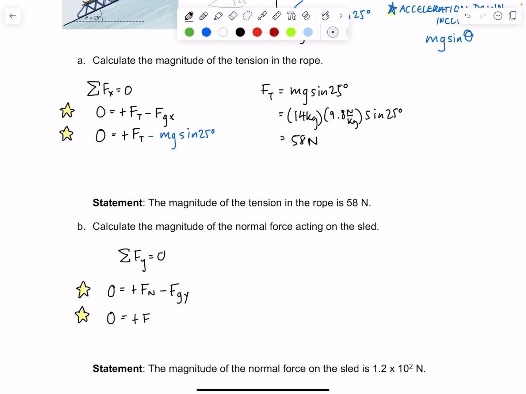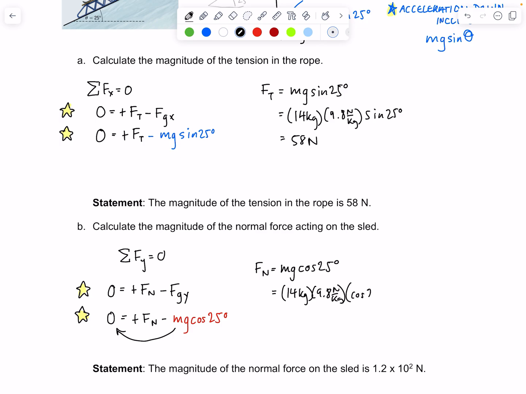For the force of gravity in the y direction, we will write mg cos 25 degrees. If we rearrange this equation, we end up with a normal force is equal to mg cos 25 degrees. We bring this over, remember it becomes positive, and we can calculate the normal force as 14 kilograms times 9.8 newtons per kilogram times the cos of 25 degrees. Punch this in, and we end up with a normal force of 120 newtons, or 1.2 times 10 to the power of 2 newtons.